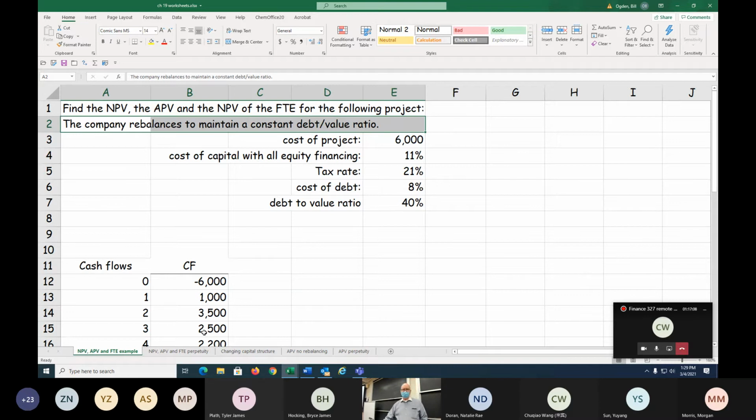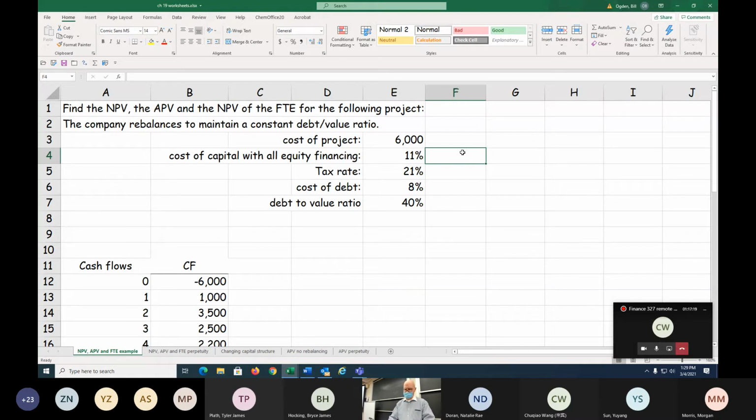Okay, what do you still have to do here? You have to come up with, okay, what's this right here? Cost of capital, all equity financing. What's that telling you? That's RU, isn't it? Okay, this is RD. What's this? That's your leverage ratio, isn't it? Okay, so what do you have to find to make this work?